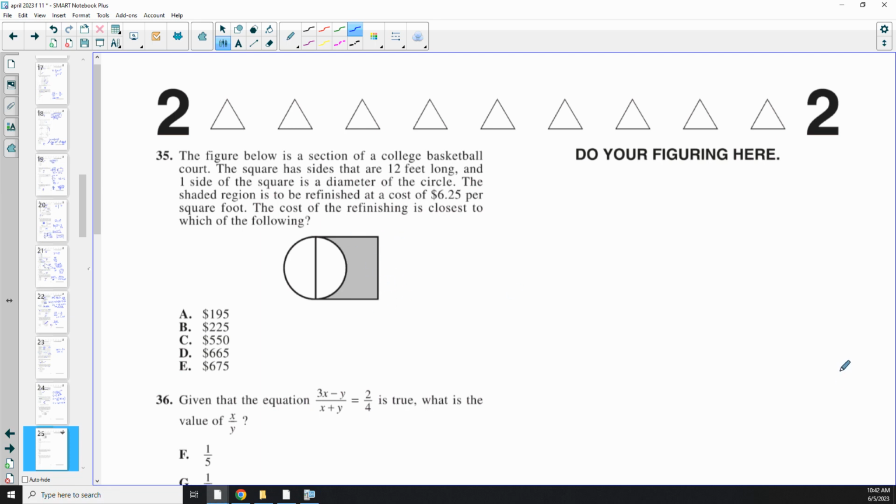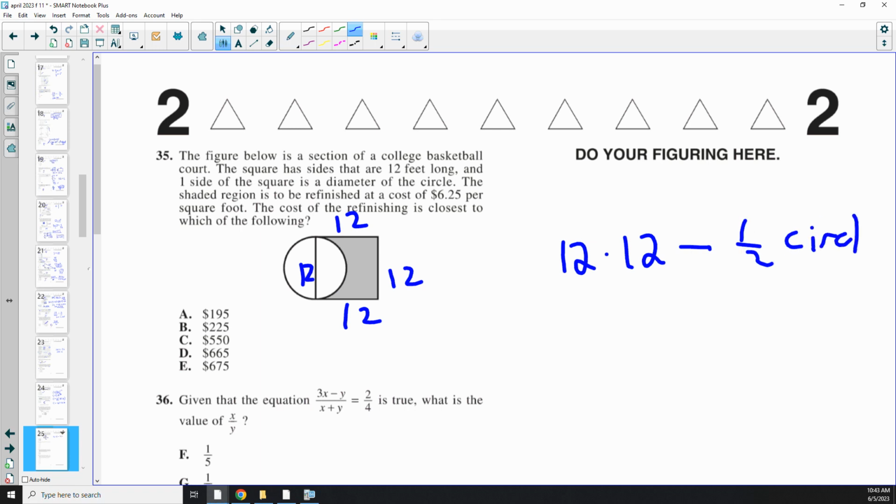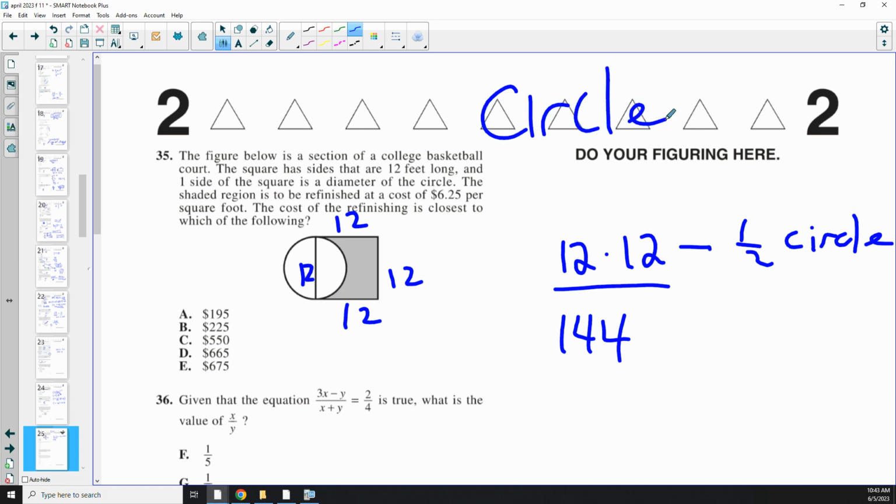The square is 12 by 12. So the area of that lane squared out is 12 times 12 minus the half circle. So I would definitely use a circle formula. 12 times 12. I would use the circle program to get the area of this circle.